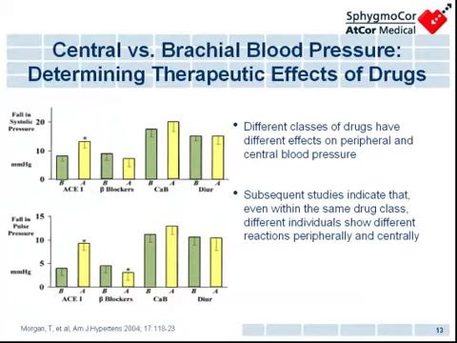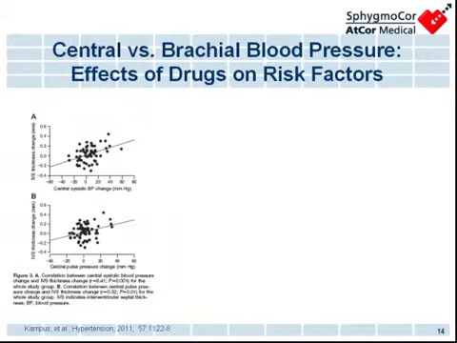So let's take a look at that. This is a study showing very simply that as we lower central blood pressure, this is systolic, this is pulse pressure, we positively influence LV mass. So we can improve LV, this is septal thickness, we can improve LV mass by lowering the central blood pressure, by lowering the central pulse pressure.